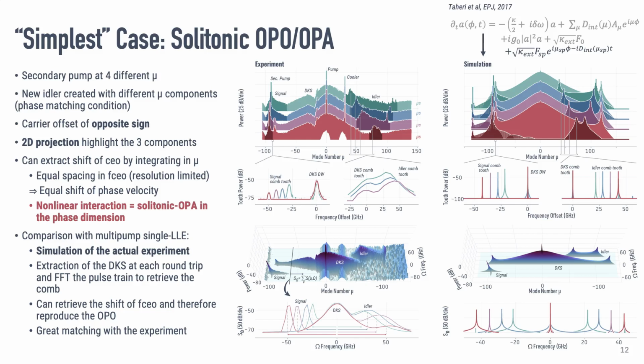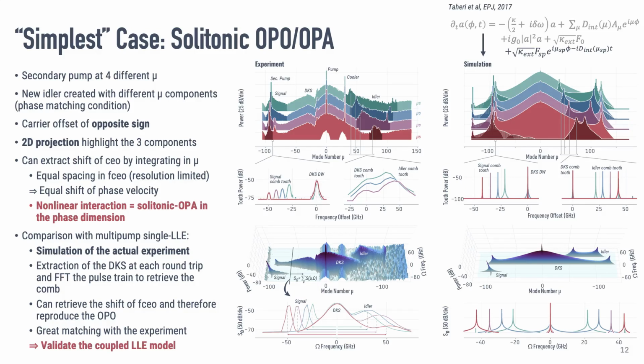So it's different from the easy LLEs where you just get the envelope, you FFT it, and that gets the envelope of the comb. Here, the comb teeth are not just a stem plot from MATLAB, right? That's actually the type of result that you get. And so you can zoom and actually see the offset in FCEO that are of opposite sign, as we see in experiment, and you can reproduce the 3D plot and the OPO in the phase velocity, the carrier envelope offset domain.